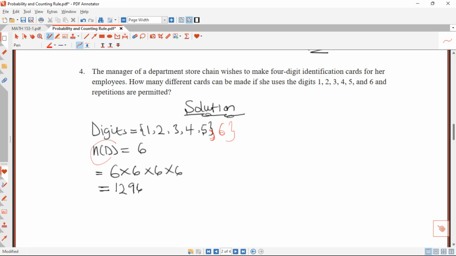So the number of digits will be equal to 6. And here she wants to make 4-digit identification cards for her employees, where repetition is allowed. So if repetition is allowed, the number of ways will be 6 by 6 by 6 by 6. Since it is 4 digits, we are going to just repeat our 6 four times. So when you multiply everything, we are going to get 1,296 to be our answer.